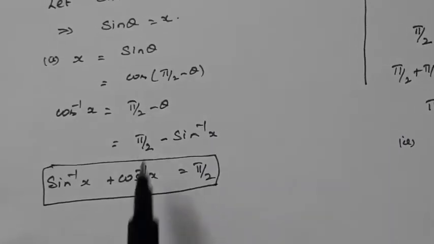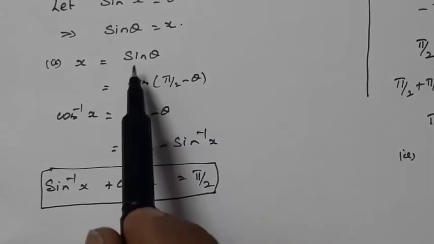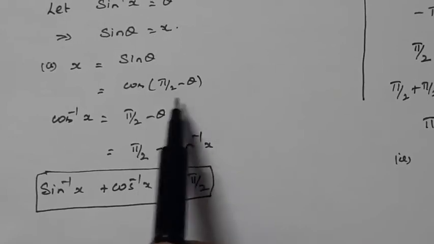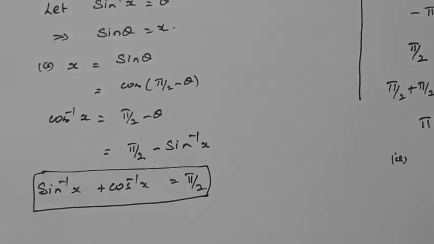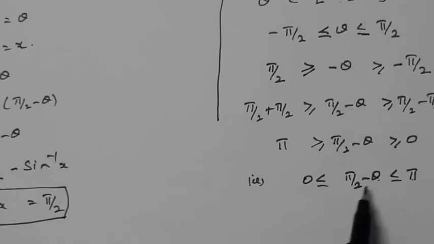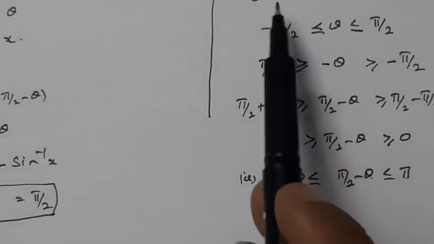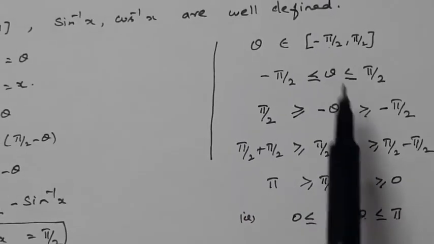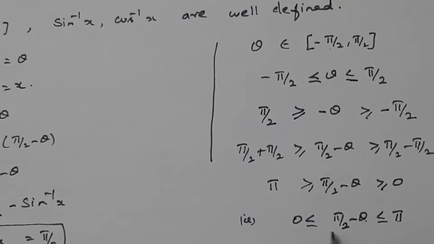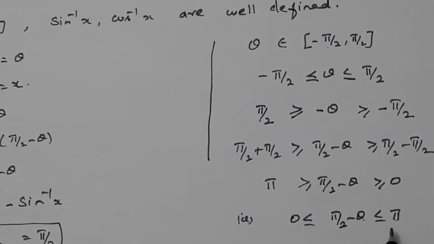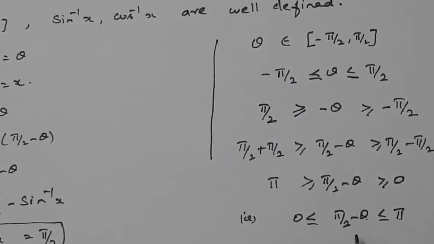So do you understand this? While changing the sine to cos, there are many relations, but you have to find the corresponding angle in such a way that it belongs to the respective range. So if we take theta belonging to this range, we have to find the corresponding angle which belongs to the range of cos inverse. That is pi by 2 minus theta.